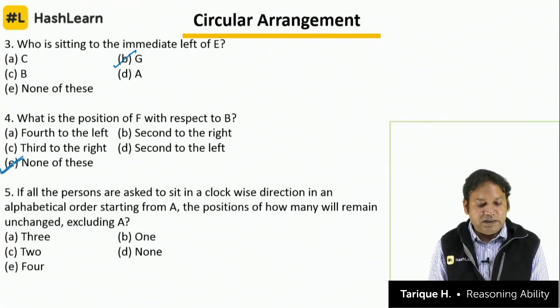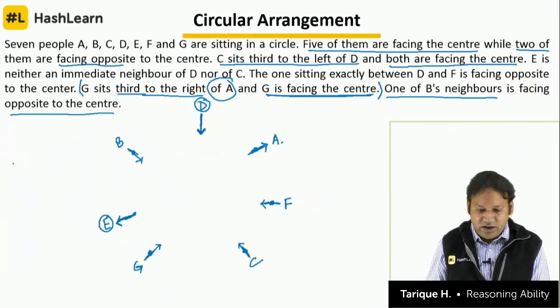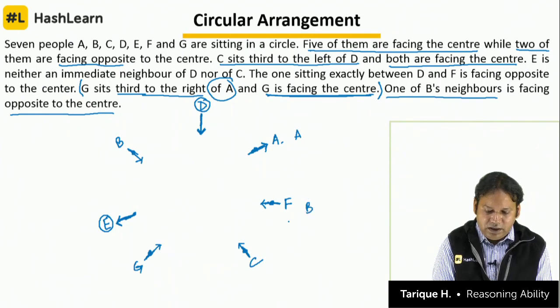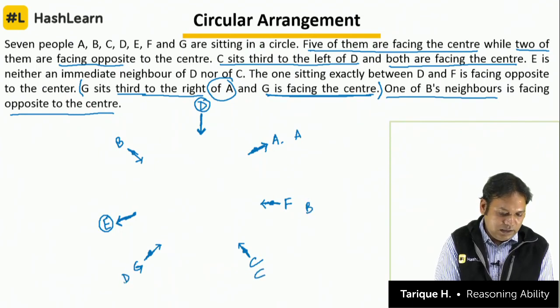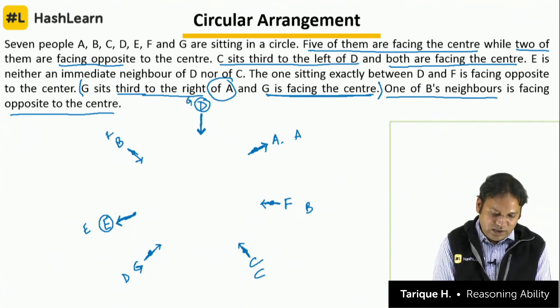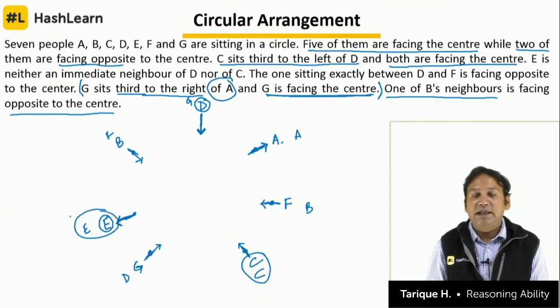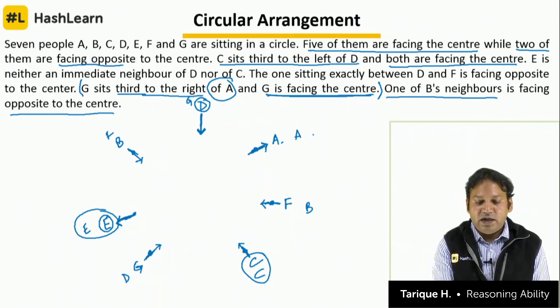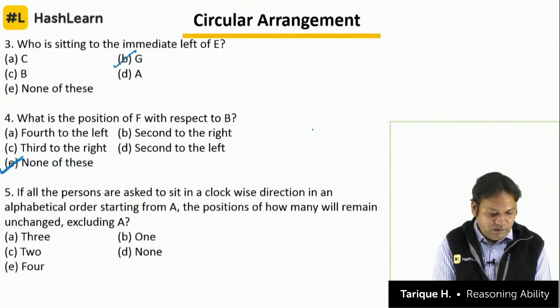And if all the persons are asked to sit in a clockwise direction in alphabetical order starting from A, the positions of how many will remain unchanged? So from A in clockwise direction, A, B, C, D, E, F, G, what we notice is that the position of two persons is not changing. C and E remain in the same position. Remember, it is excluding A, so we can't consider A here. So the answer will be 2.